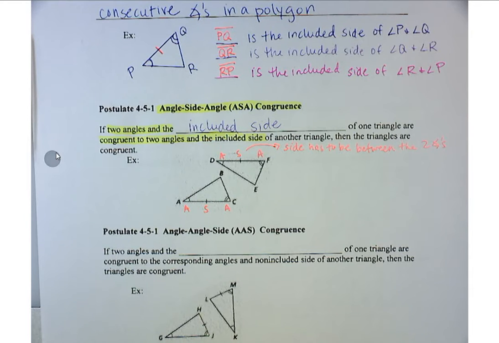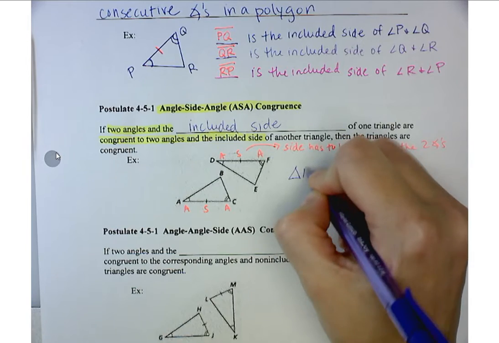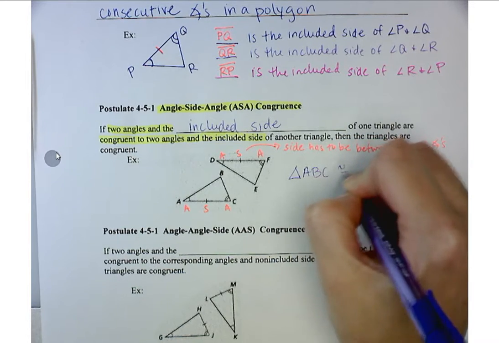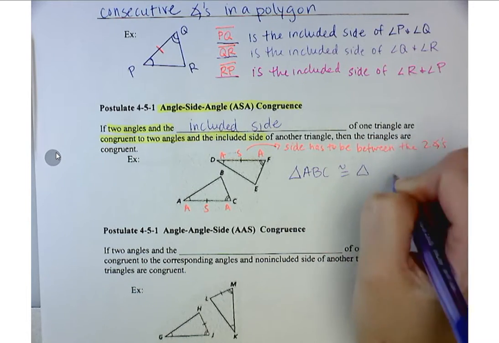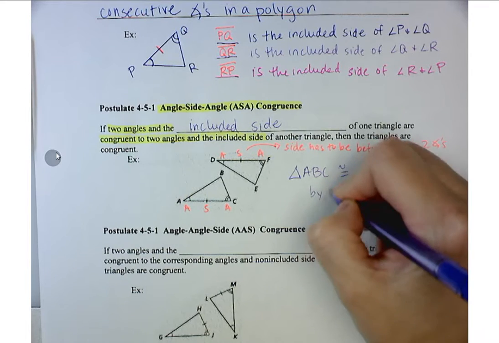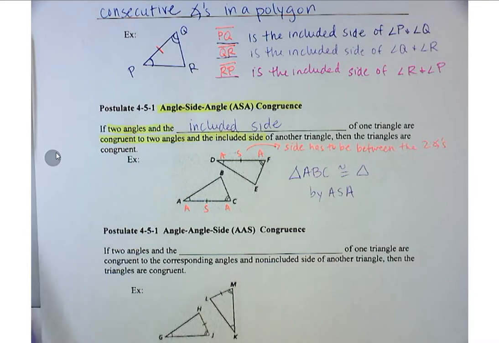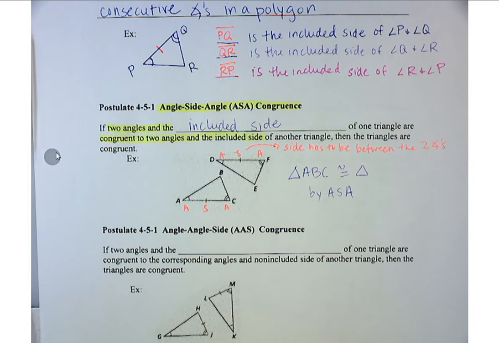Now, we're going to write our congruence statement. Okay, and then I'll give you the first one, your triangle ABC is congruent to triangle, and then I want you to write that. And it'll be by angle side angle. So go ahead and write what it is. Remember that your order matters.